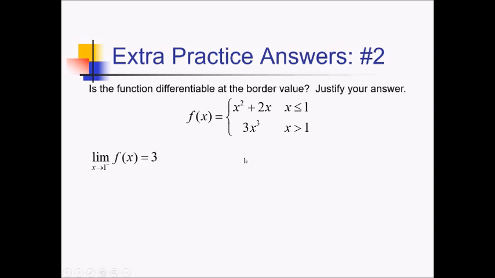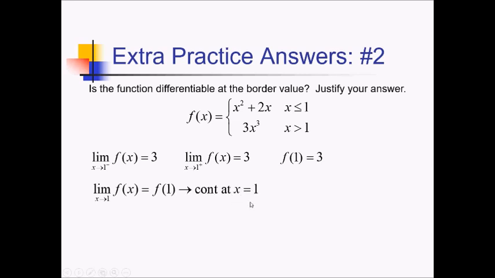And now I need the right side limit as x approaches 1. So that's going to be using this second rule. 3 times 1 cubed is going to give me 3. And then the function value, which I also need for continuity, function value at 1 uses the first rule. So it's the same as our left side limit of 3. First I see that I have a limit that exists, equals 3, and is equal to the function value at 1. Since my limit and function value at 1 match up, that means that we are continuous at x equals 1.